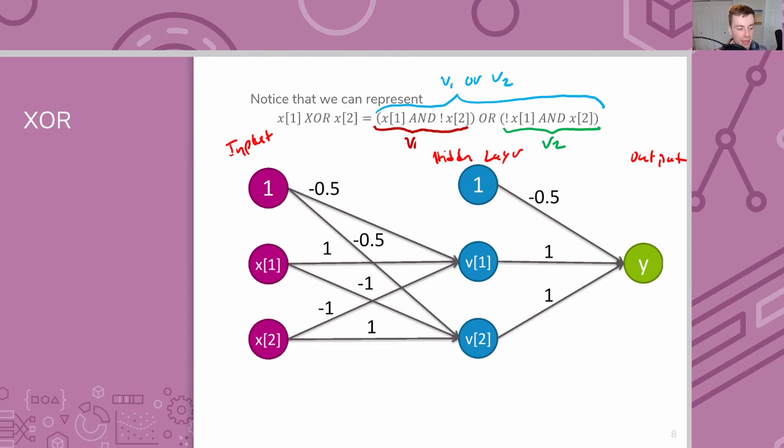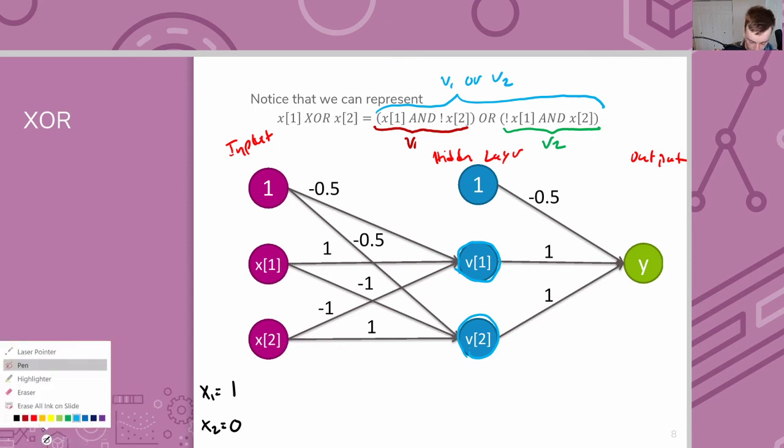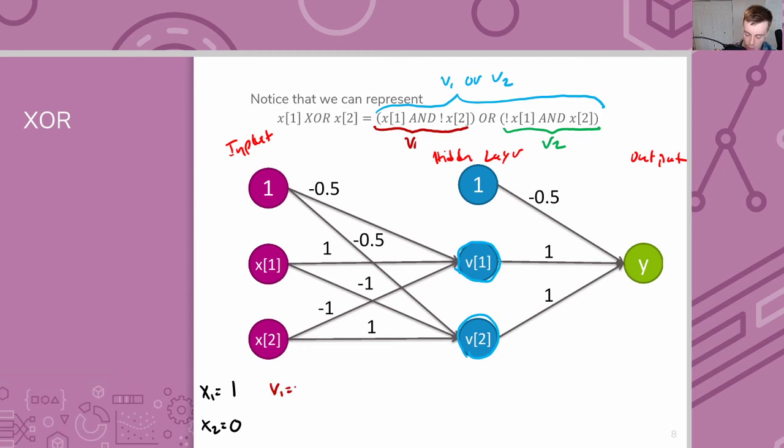Now, there's a lot of kind of steps in here, but I think it will help to just do one example. So let's consider the case where x1 is 1 and x2 is 0. Now, if this is the case, the output should be 1, right? Because only one of them is true. So in order to compute what the output is, we had to figure out what the outputs for these hidden layers are. We need to figure out this output and this output. So we'll start with V1. Well, what's the output of V1?